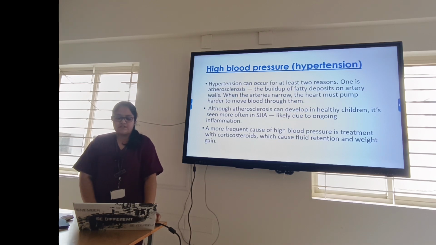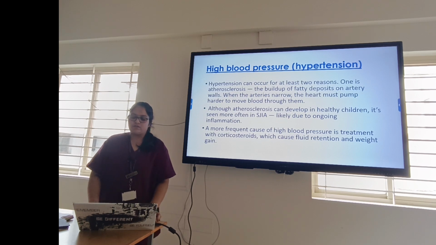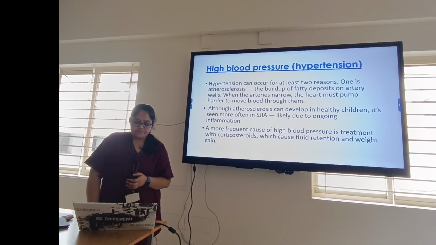High blood pressure, such as hypertension. Hypertension can occur for at least two reasons. One is atherosclerosis. Even though the child is at a younger age, because of the disease there might be atherosclerosis, which causes a narrowing of arteries and decreases the pumping of the heart. Although atherosclerosis can develop in healthy children, it is seen more often in SoJIA due to ongoing inflammation. A more frequent cause of high blood pressure in treatment is corticosteroids, which cause fluid retention and weight gain.